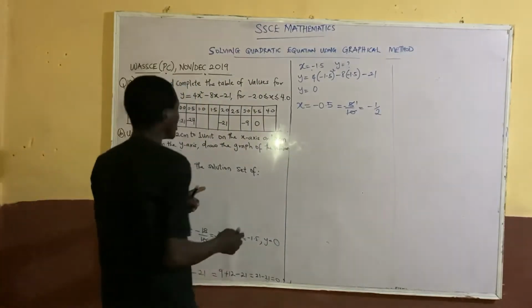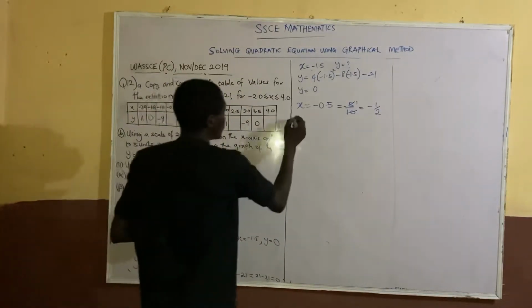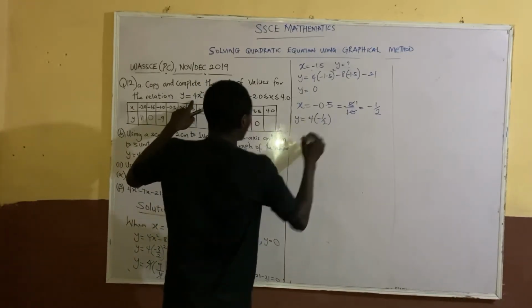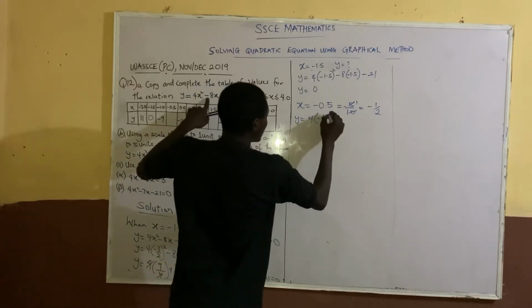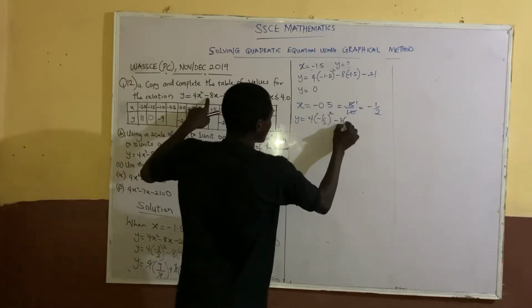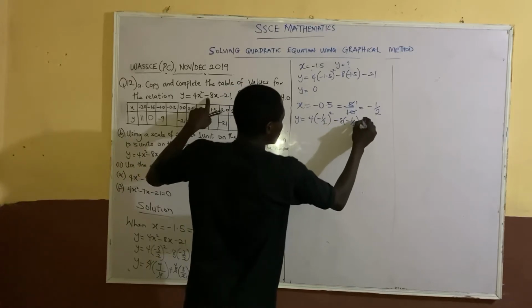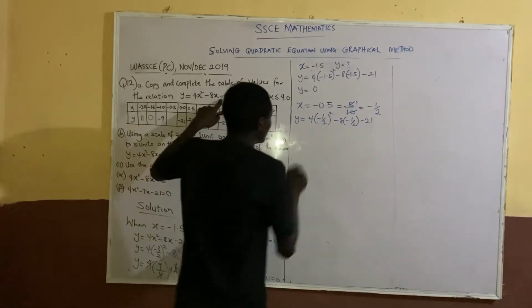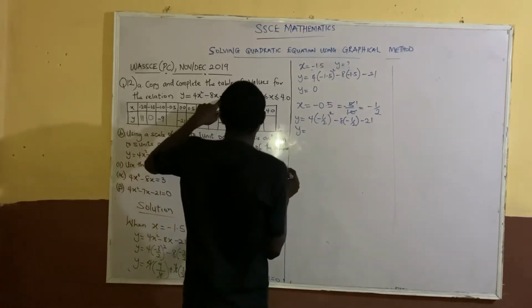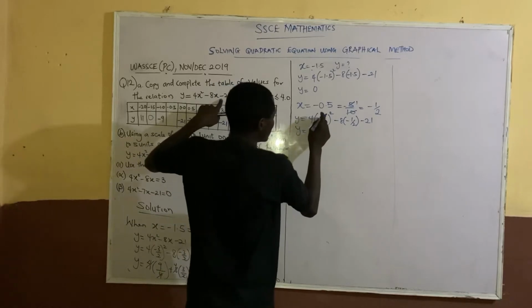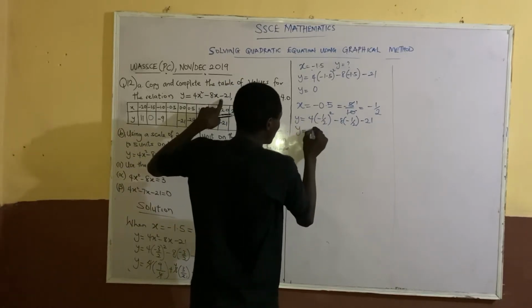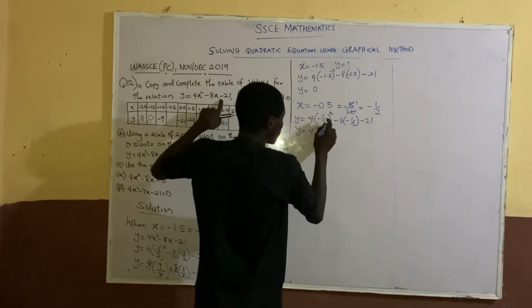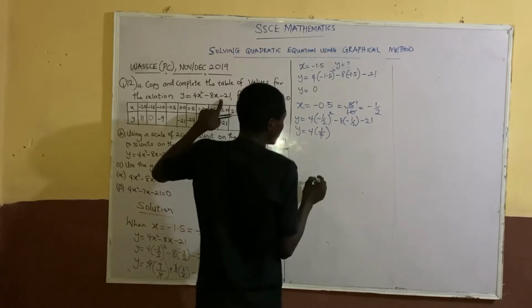Now we are to substitute minus 1 over 2 into this relation. We have y is equal to 4 into bracket minus 1 over 2 bracket all square, minus 8 into bracket minus 1 over 2, minus 21. So y is equal to, now minus 1 over 2 all square. It means that minus 1 square is equal to 1. 2 square will give me 4. So that's how I get 1 over 4.